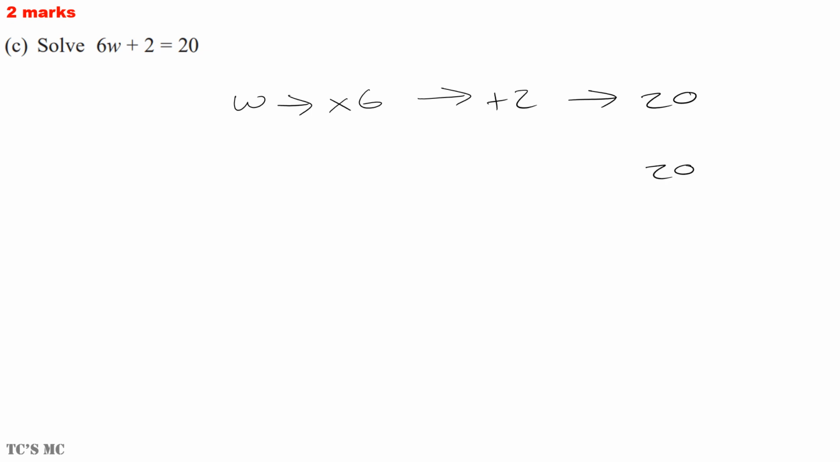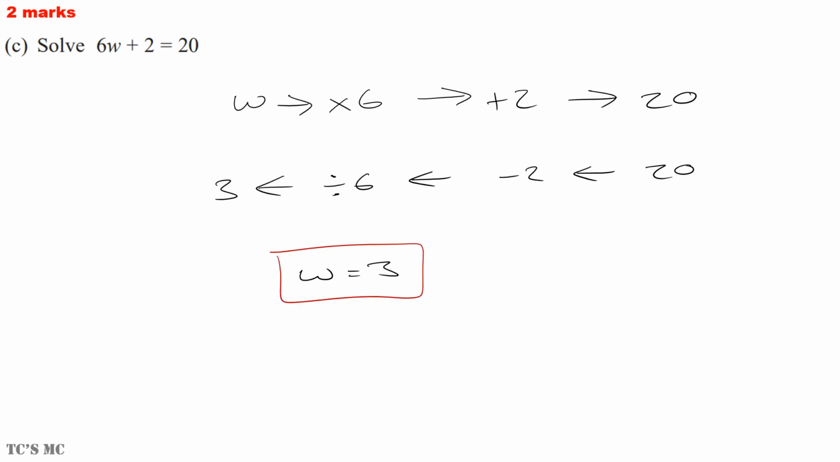When I go backwards and do the inverse, that's when I'll get my first mark. So instead of adding, I'm doing the inverse, which is subtract. And instead of multiplying, I'm doing the inverse, which is to divide. And now I'm going to actually carry that out. 20 subtract 2 is 18. 18 divide 6 is 3. w equals 3. This question, of course, is 2 marks, so you must have method.